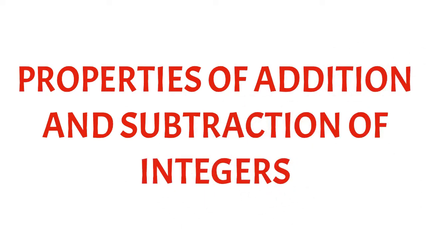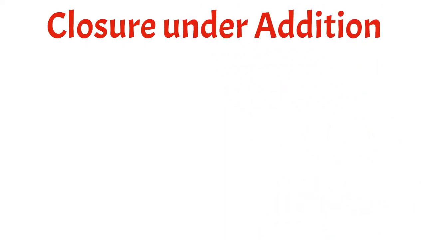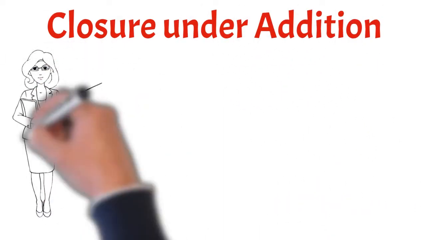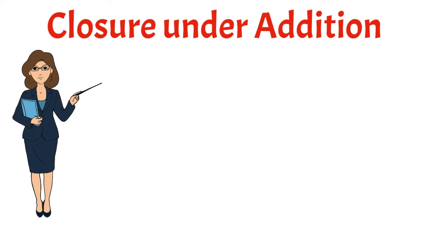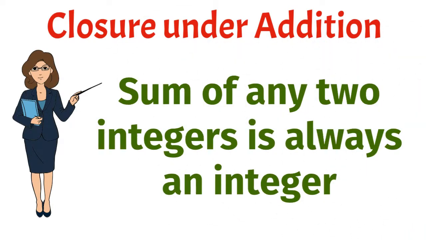First, let's know the properties of addition and subtraction of integers. First come to closure under addition. Closure property of addition of integers says that sum of any two integers is always an integer. We can say integers are closed under addition.